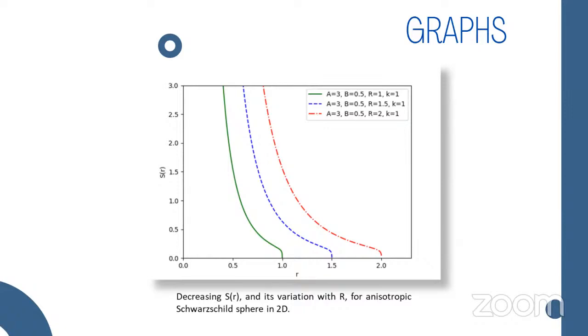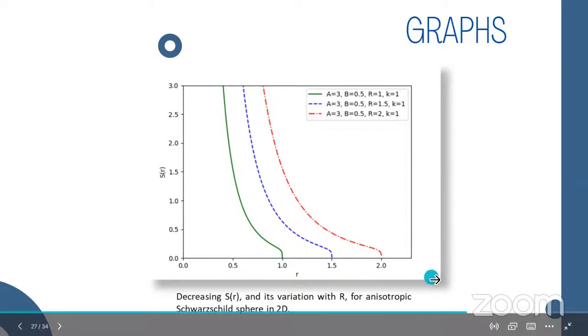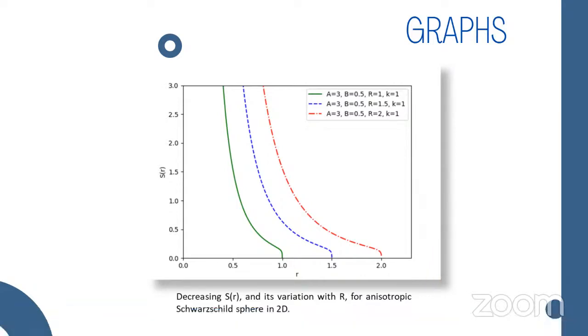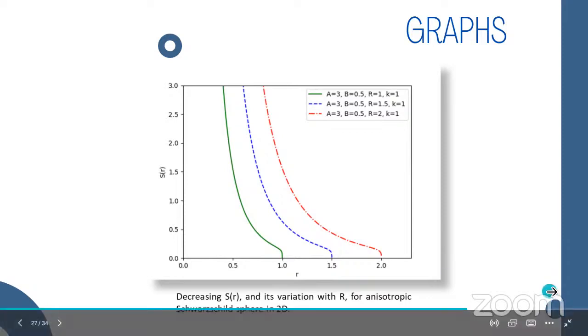Next, this is the plot for varying values of capital R, that is the Schwarzschild radius mentioned previously. We see that as R changes, the anisotropic effects extend up to R, beyond which there is no existence of anisotropy. That's quite obvious, as R is the radius up to which the matter distribution exists, so there cannot be any anisotropy beyond it. So this ends our presentation demo.